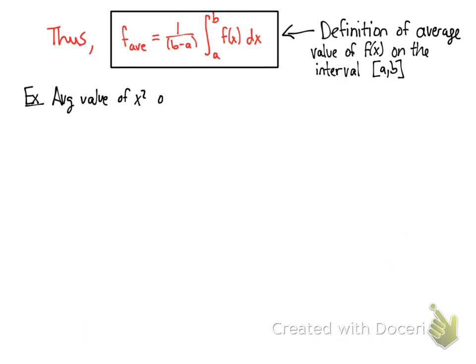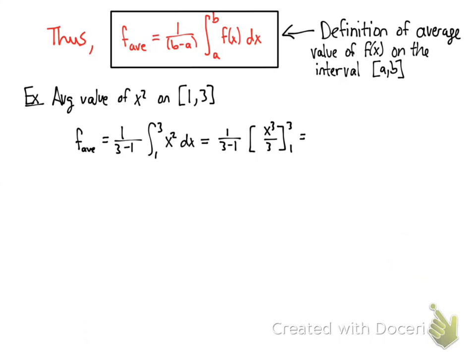Okay, so here's a quick example. If I ask you for the average value of the function x squared between 1 and 3, all you have to do is use the formula. This is the sort of easy kind of math, right, where you just plug in the numbers into a formula. I want the average value of the function from 1 to 3, so a equals 1 and b equals 3, so I do 1 over 3 minus 1 times the integral from 1 to 3 of the function x squared.